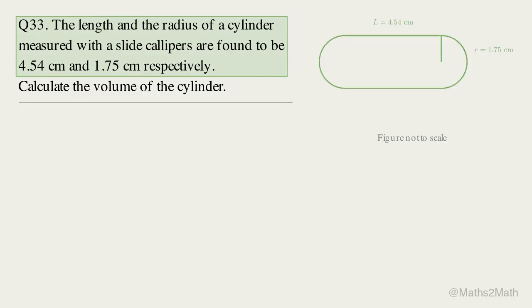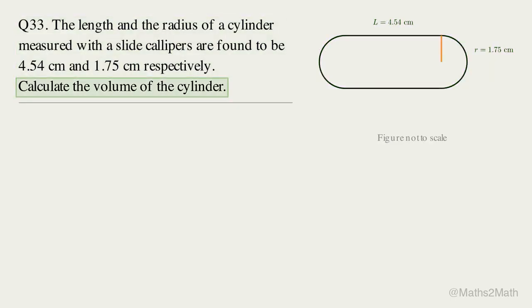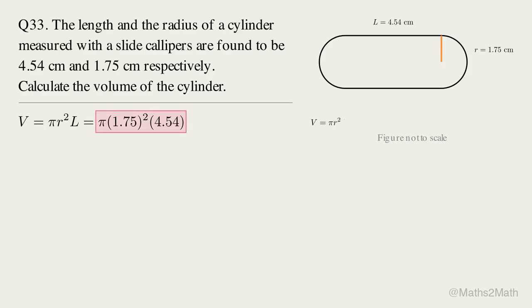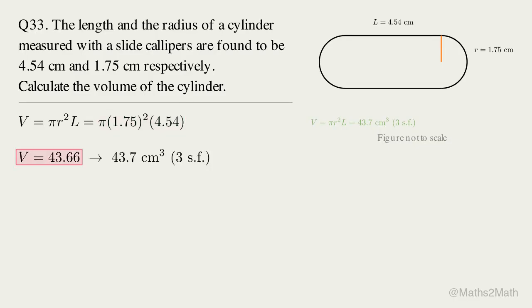Question 33. A cylinder's length is 4.54 centimeters and its radius 1.75 centimeters, both from a slide calipers. Calculate its volume. What does this mean? Pi r squared L kept to 3 significant figures. The volume is pi r squared L. Pi times 1.75 squared times 4.54. That is 43.66 cubic centimeters. The data have 3 significant figures, so we keep 43.7. Hence, the volume is 43.7 cubic centimeters.